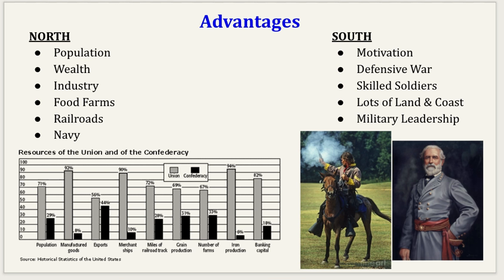The South is also a vast area. There's a lot of open land. There's a lot of coast. And so it was a large area for the North to try to gain control over.